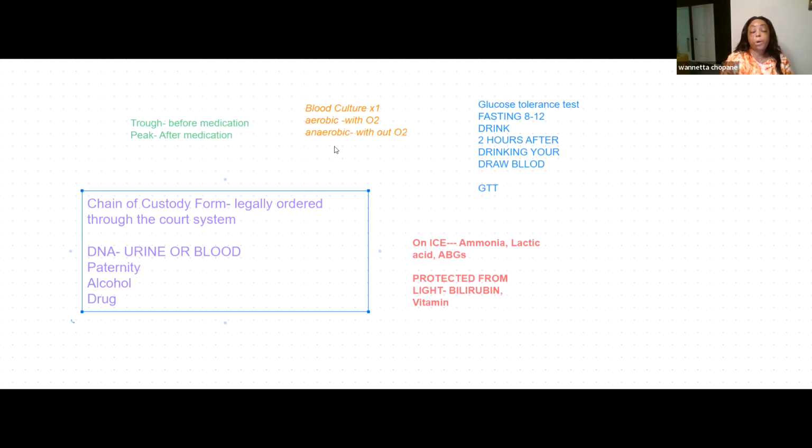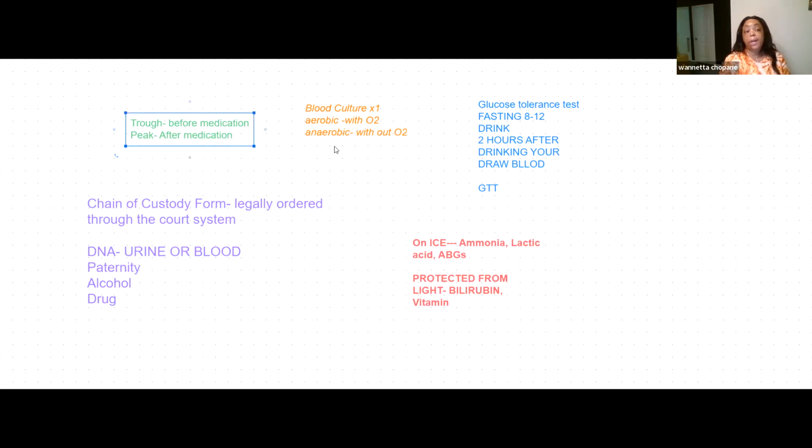Okay, remember, trough is before the medication, peak is after the medication. Remember, blood culture ×1 is still 2 bottles, and it consists of aerobic, anaerobic. Aerobic is with oxygen, anaerobic is without oxygen. Remember, oral tolerance, glucose tolerance test.